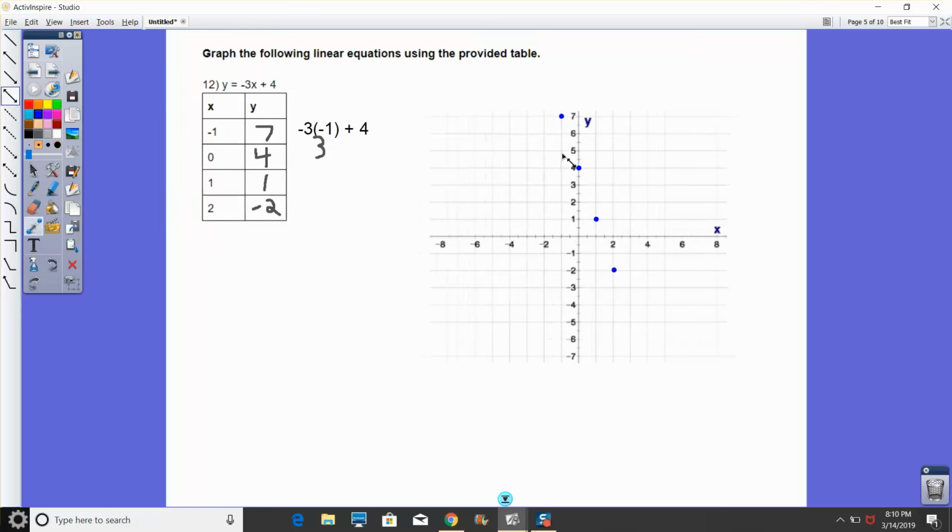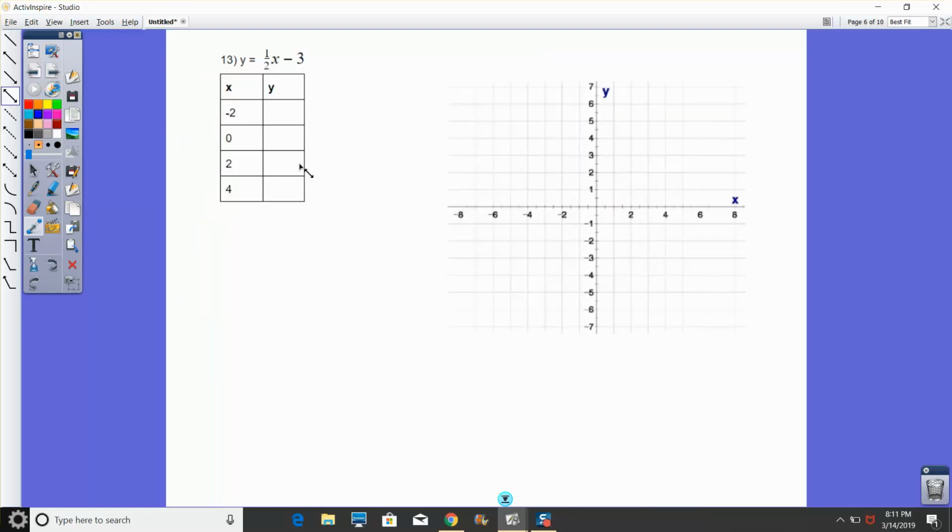And then I've got my line tool, and I'll just draw a line. I'll start it right here, and we'll go through all of those points. Of course, you would use your ruler on your paper, and that would be acceptable. So there's your line. Don't forget to draw all the way through the graph, and don't forget to include arrowheads on here. Okay, so that's number 12.